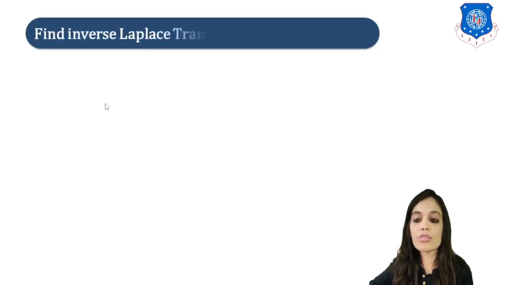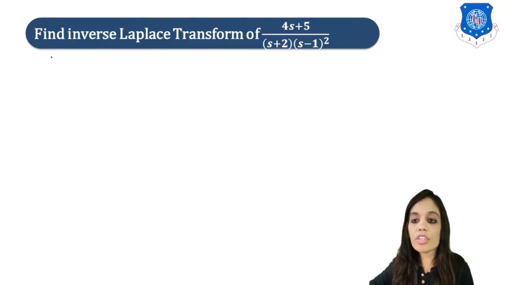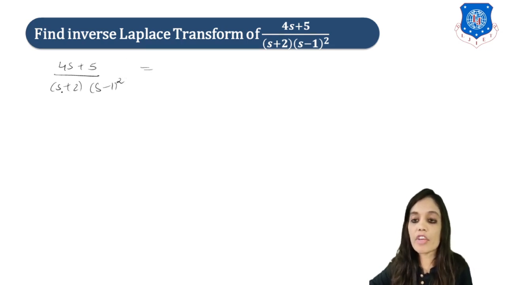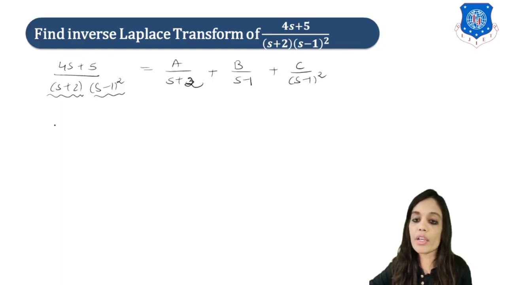Okay. Now let us go to the next example. We have to find the Laplace inverse of this given expression, right? So here we are given 4s plus 5 upon s plus 2 into s minus 1 whole square. So now let us again apply the method of partial fractions to separate this. So firstly we will write A upon s plus 2, right? Because this is a linear factor. Now this is repeated 2 times. So we will write B upon s minus 1 plus C upon s minus 1 whole square. Right?